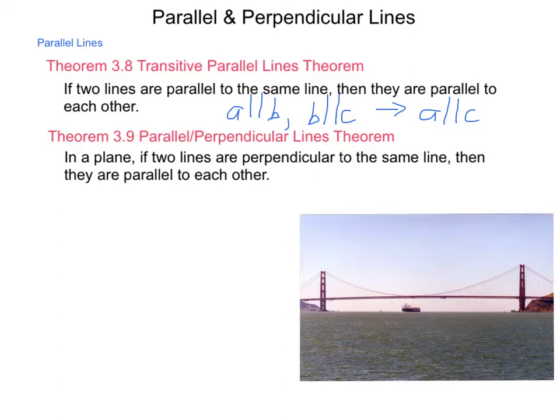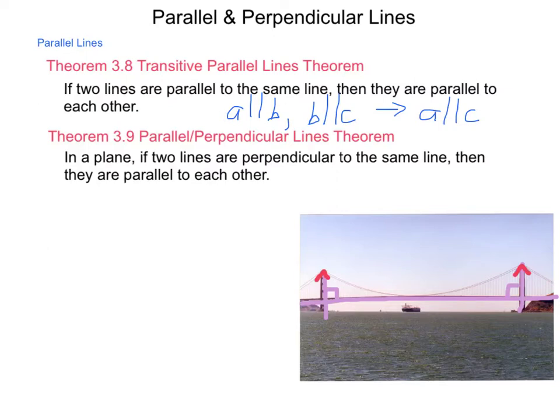This is a picture of the Golden Gate Bridge in San Francisco, and for Theorem 3.9, the parallel and perpendicular lines theorem, the tower on the right is perpendicular to the span. Well, the tower on the left is also perpendicular to the span. Since both of them are perpendicular to the span, then we could conclude that the left tower and the right tower are parallel to one another. This is how this works.